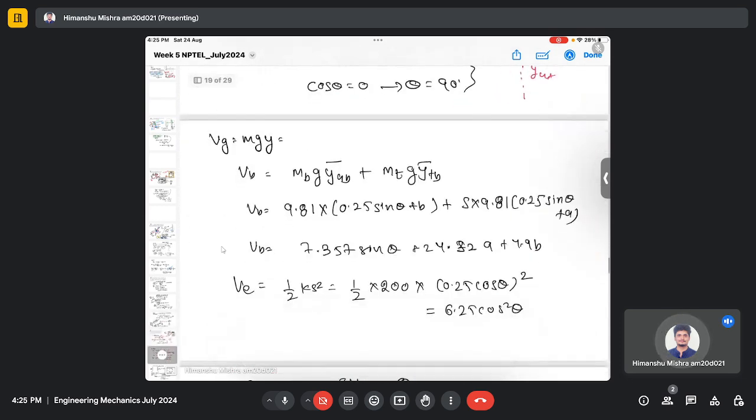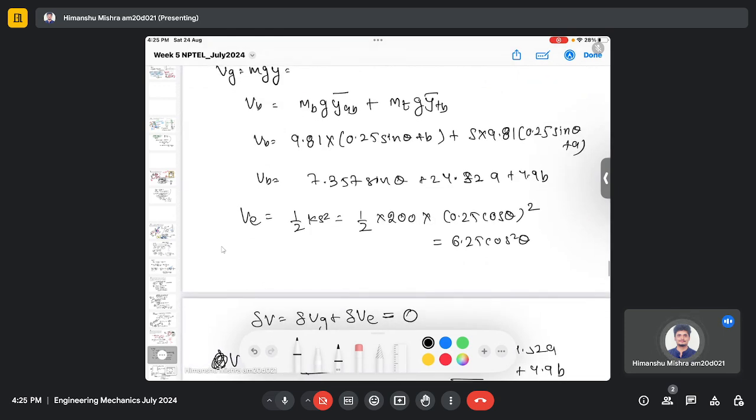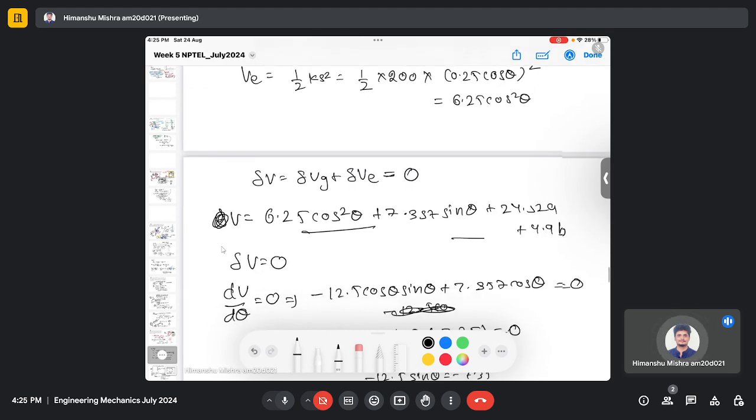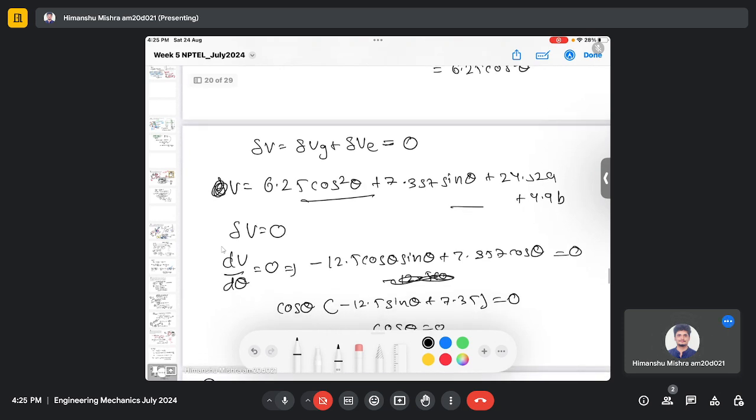Following this concept, we first identify the potential energy from the mass and then the potential energy from the elastic member, which is the spring here, and we write down the expression for the total potential energy. Then we use the fact that the derivative of this potential energy with respect to theta should be zero for the system to remain in equilibrium. We use this concept to find the unknown equilibrium position.